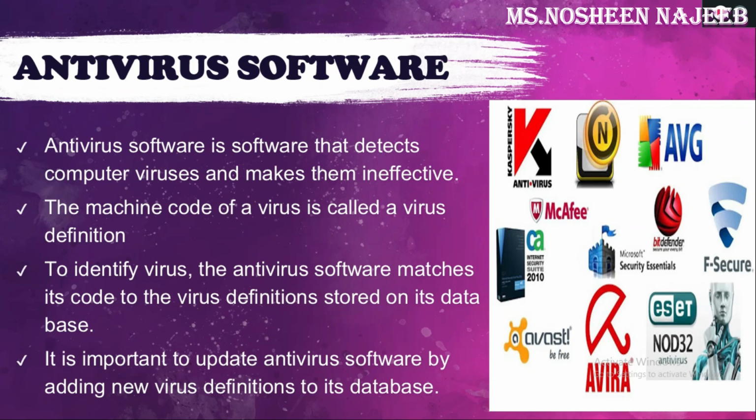So computer viruses are extremely dangerous for the computer and the information stored on it. Antivirus software is software that detects computer viruses and makes them ineffective. The machine code of a virus is called a virus definition. As I told you before, every virus is actually a code which attaches itself to a carrier file for traveling. Okay, so that is called its virus definition. To identify a virus, the antivirus software matches its code to the virus definitions stored in its database.